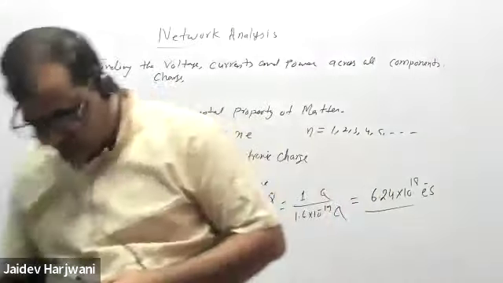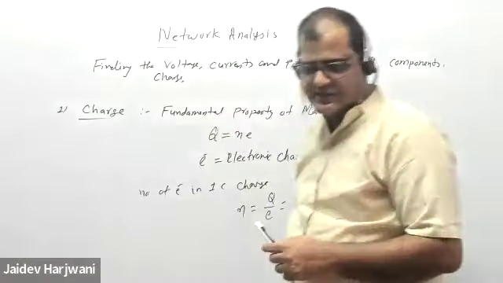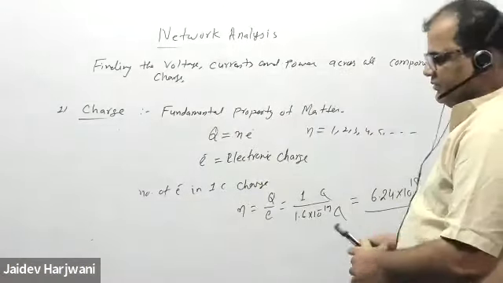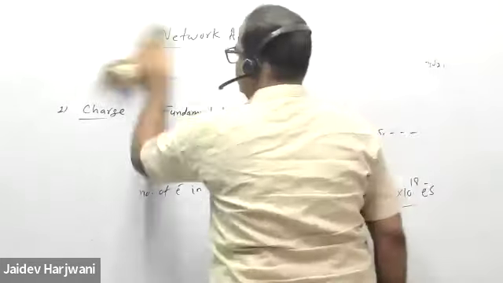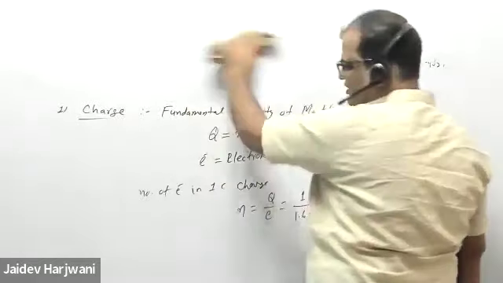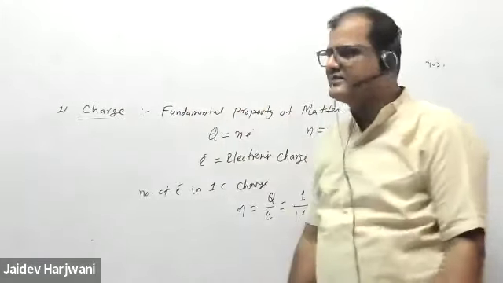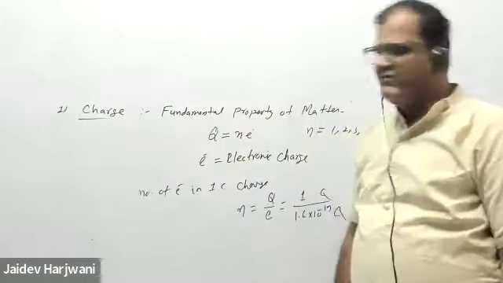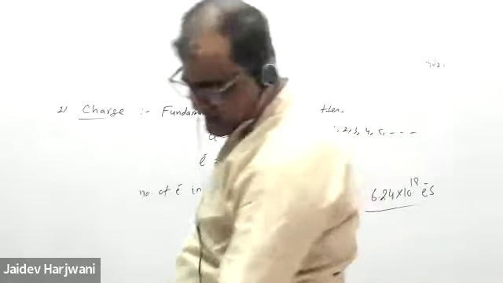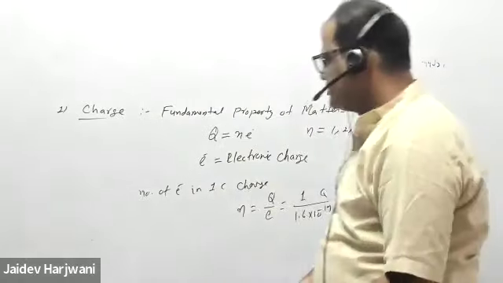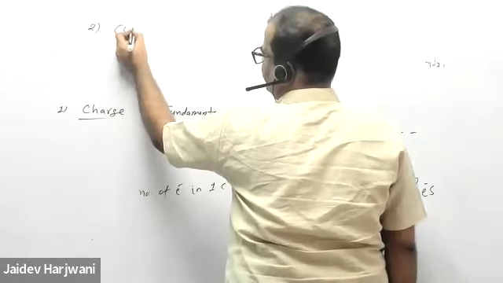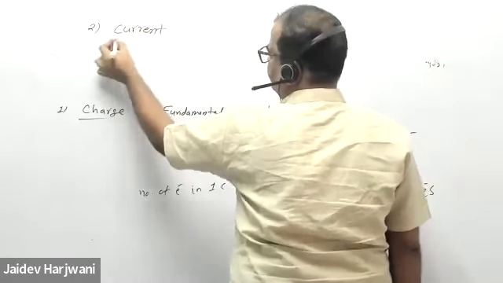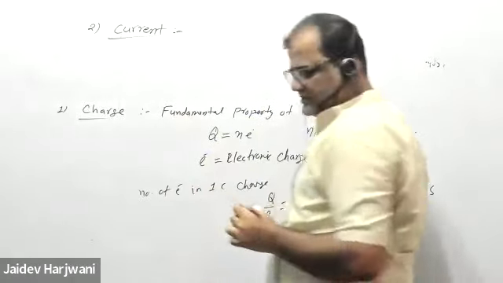Now the next definition is: what is current. The next quantity we are looking for in the circuit is current. All this is just an introduction, because today is mainly an introduction class. We'll solve some small problems also, but first we should know the fundamentals of what we're going to do in this course. So this is charge. The second thing is current.